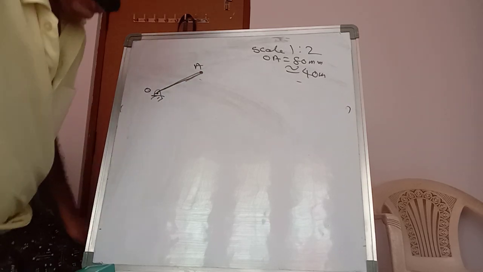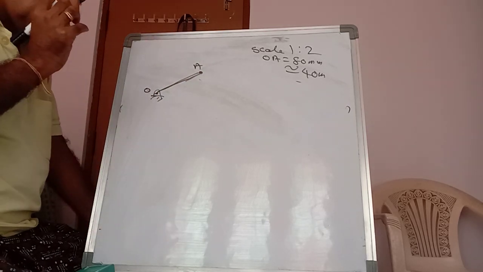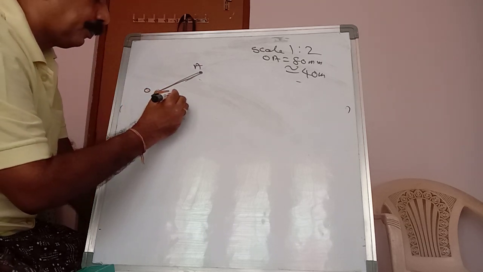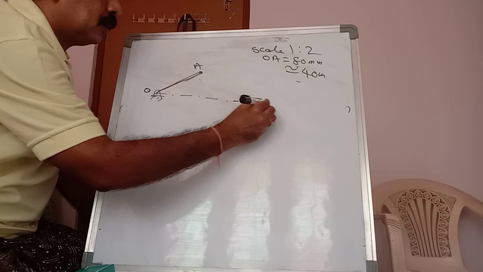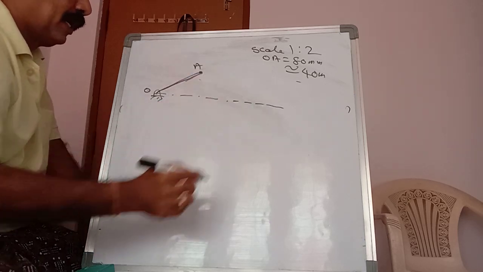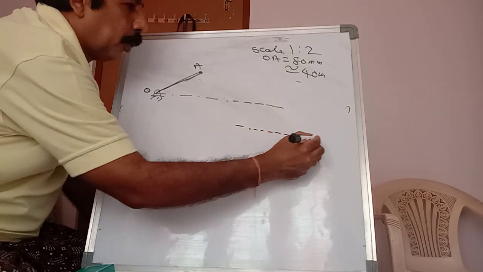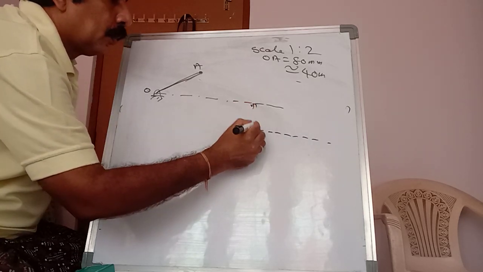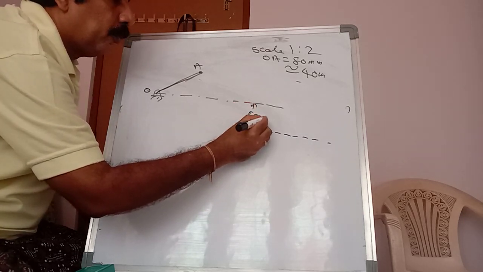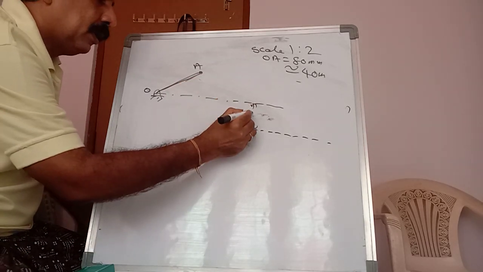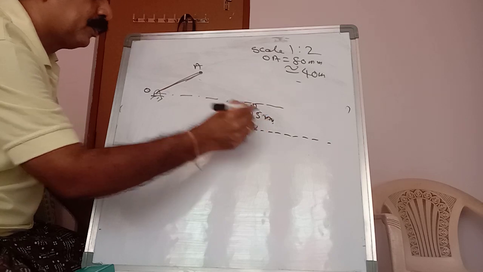Now it is given that as per figure, O and C will be on the same horizontal line, and also the point B will be below 50 mm point C. So 50 mm means as per scale 25 mm.